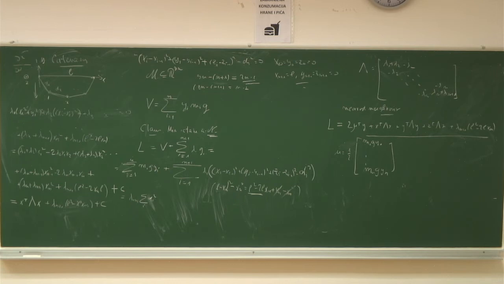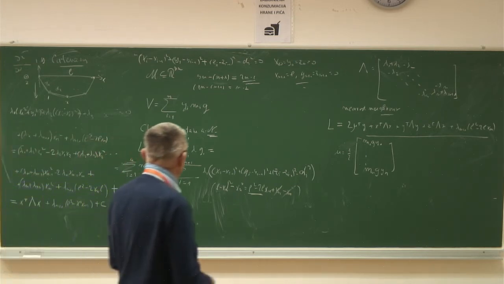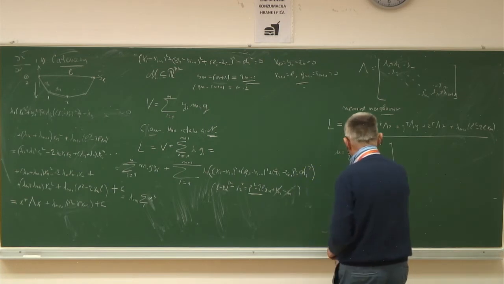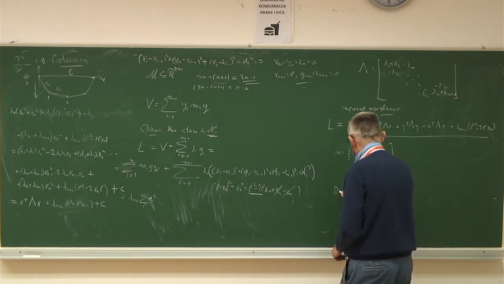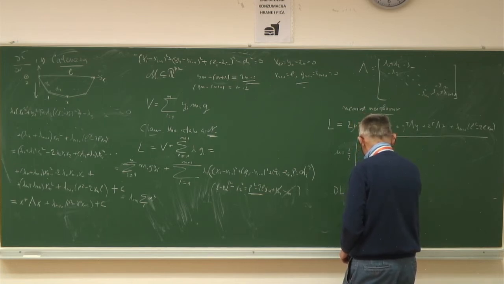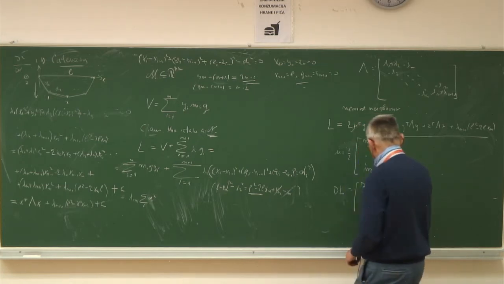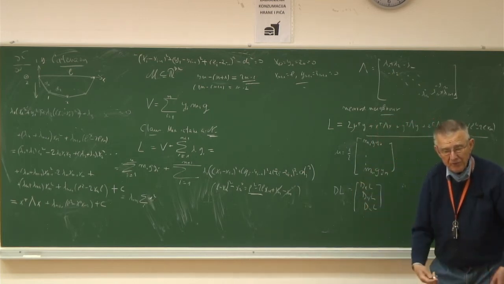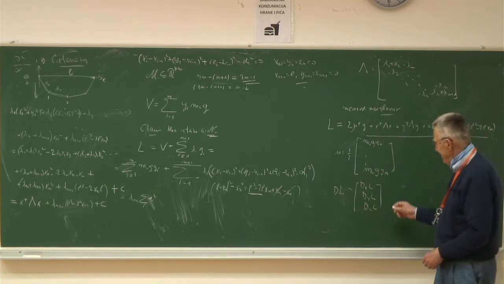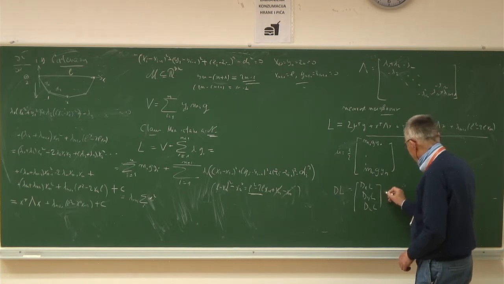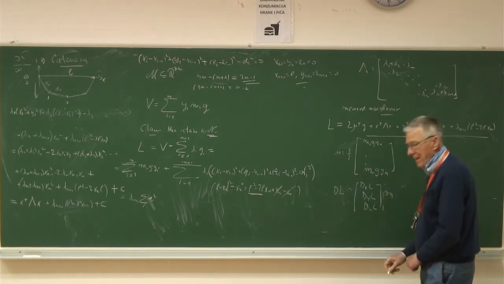So what is now your DL? Well, this is dxL, dyL, and dzL. You have to make a vector out of those vectors. So it has the length of 3n.